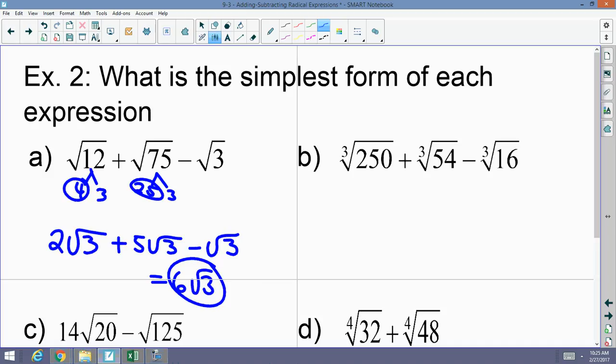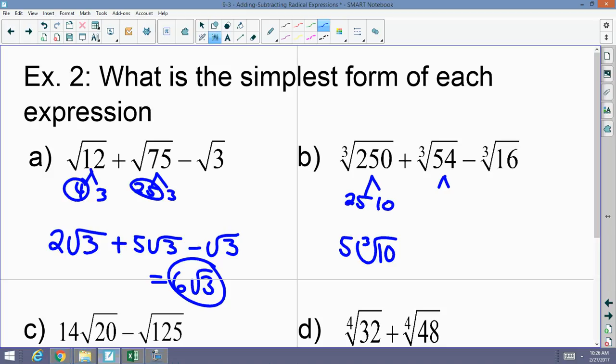So before you add or subtract, before you just give up and say you can't do it, simplify the radical first. If the indexes are not the same, forget it. Don't even worry about it. But if the indexes are the same, you have to simplify and see if you can. So for example, cube root of 250 is 25 times 10. So that's 5 times the cube root of 10 plus, what do you think 54 can be broken down to?